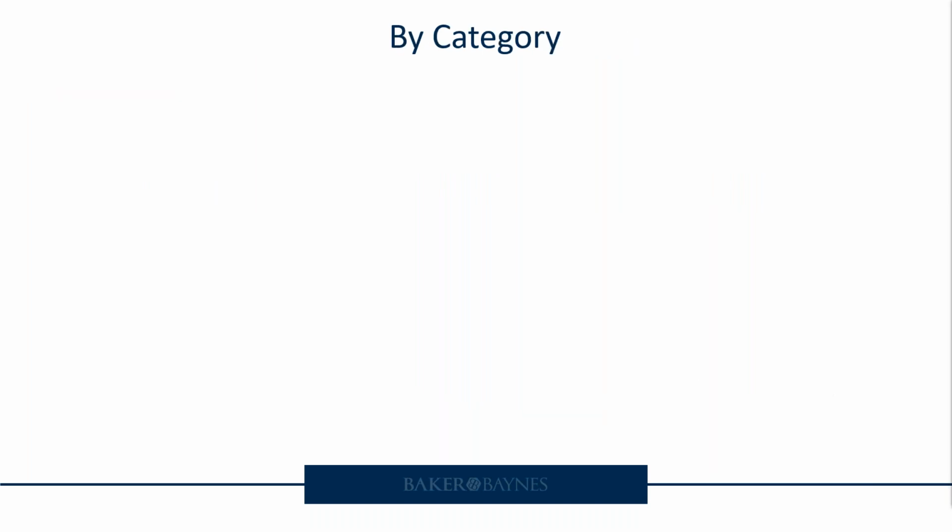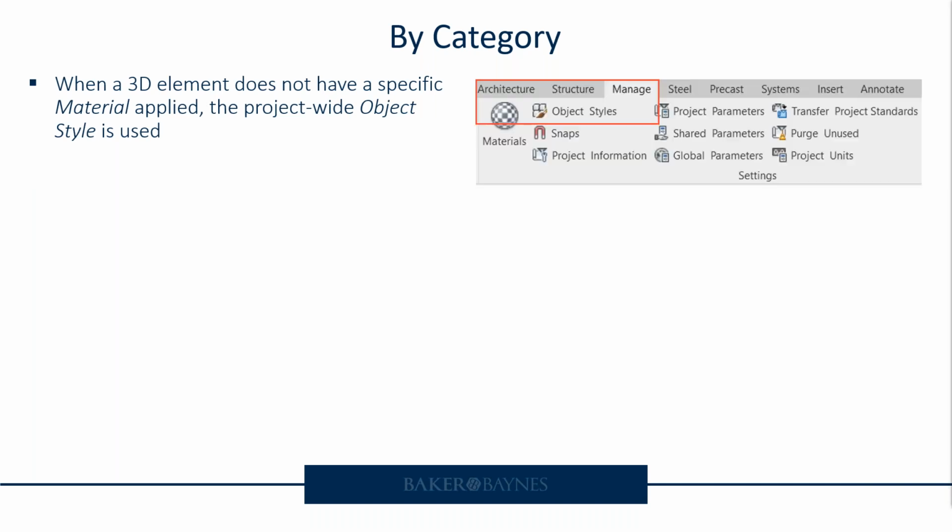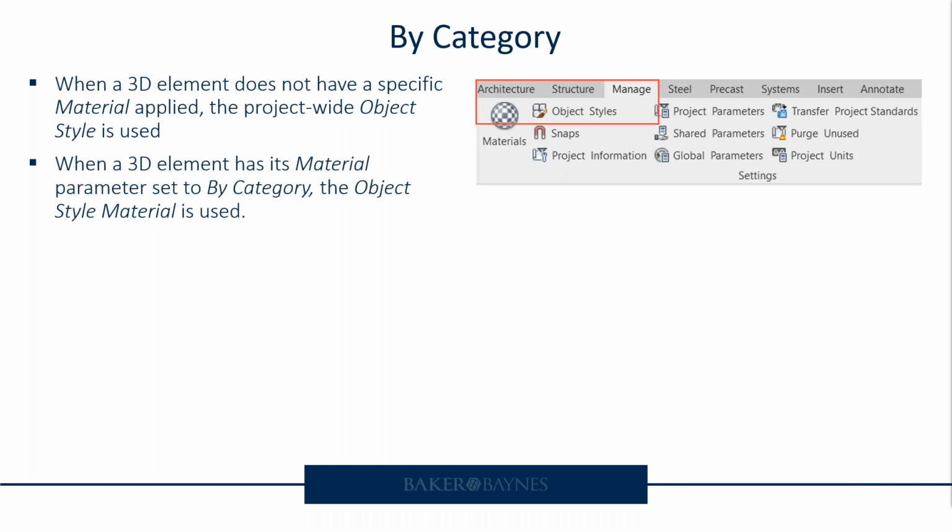All right, so first of all, by category. Now, when you have a 3D element that does not have a specific material applied to it, the project-wide object style is used. You typically find the object styles from your Manage tab, clicking on Object Styles. Then, when a 3D element has its material parameters set to by category, this is when the object style material is used.